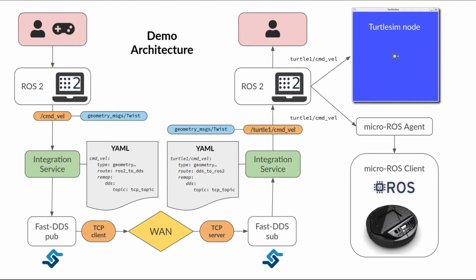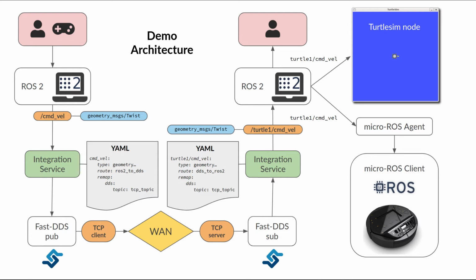Integration Service functions by means of system handles, which enable external protocols to be communicated with Fast DDS. And in this case, we leverage the already existing system handle that communicates ROS2 with Integration Service. All the ingredients within this world can be configured by means of a YAML file.